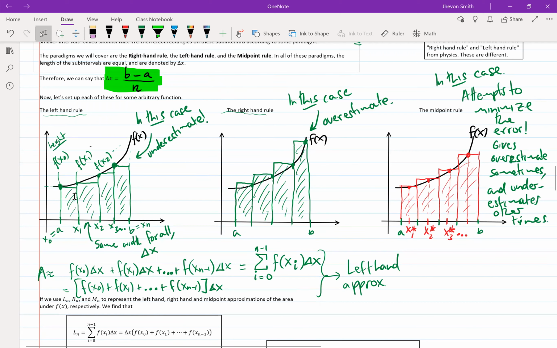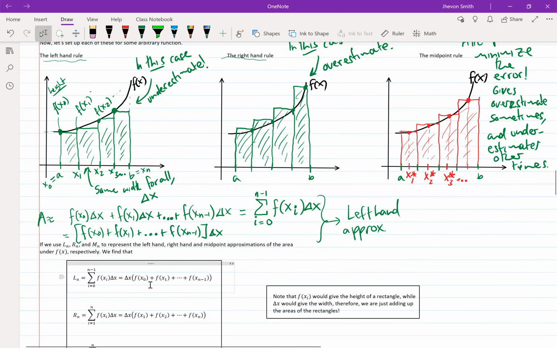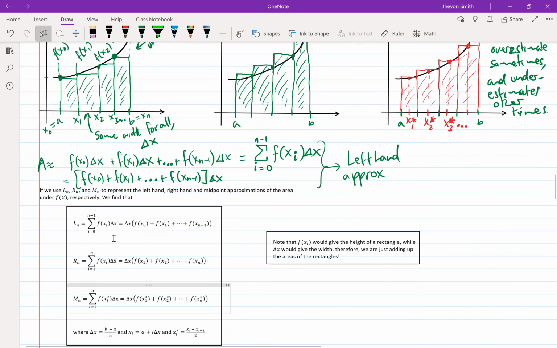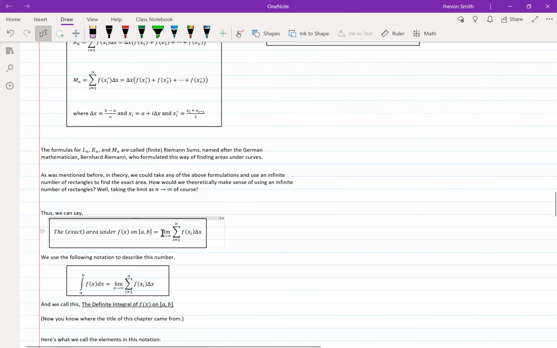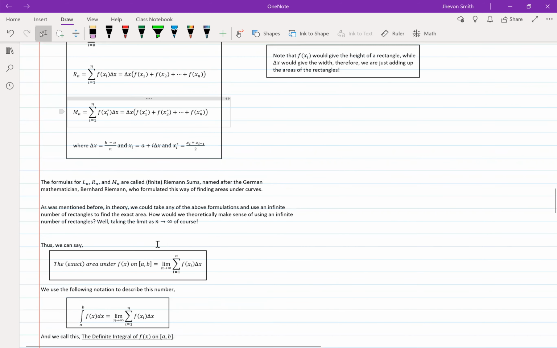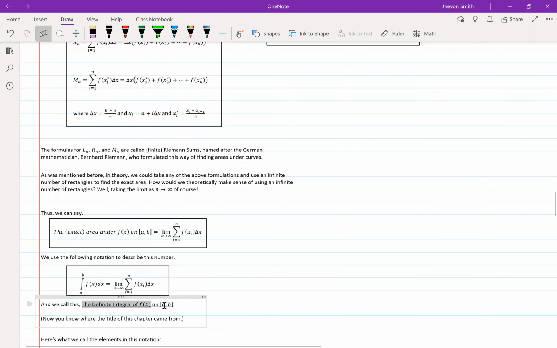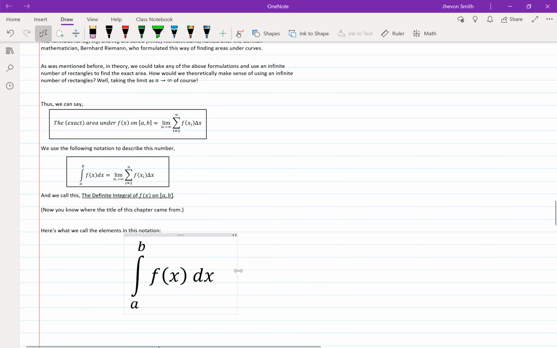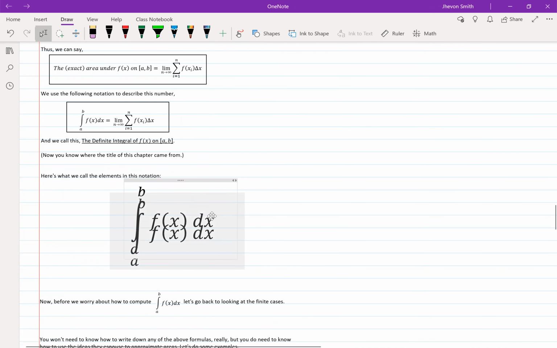We have found a way to find the area under a curve by using a bunch of rectangles. Once we figure out a nice formulaic way to do that, we say we've developed a Riemann sum. Once you take the infinite Riemann sum, which gives you the idea that you're using an infinite number of rectangles, we call that the definite integral of the function on the interval AB. And these are the symbols that we use to describe that idea. Now, this is what it looks like. This is called the definite integral. I just want you to know how to actually talk about this.